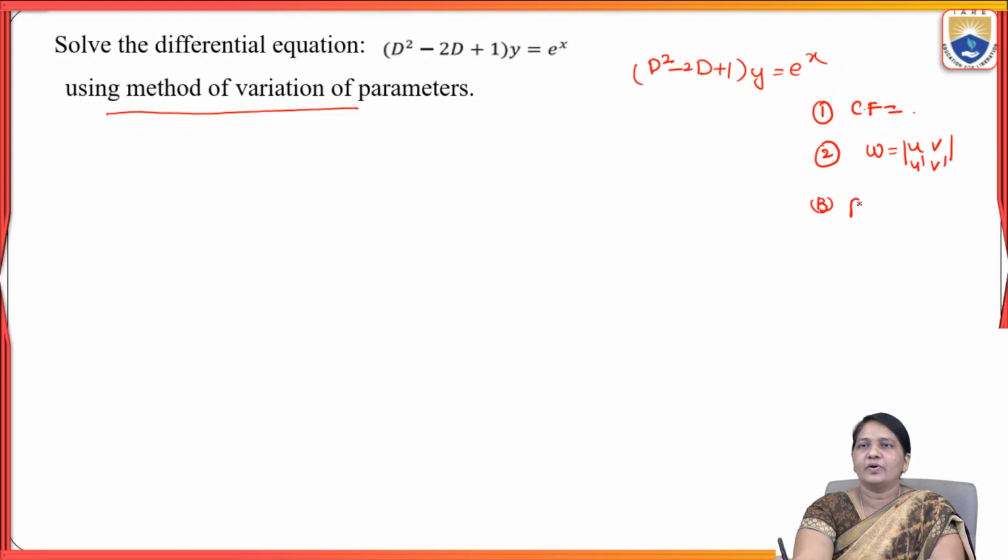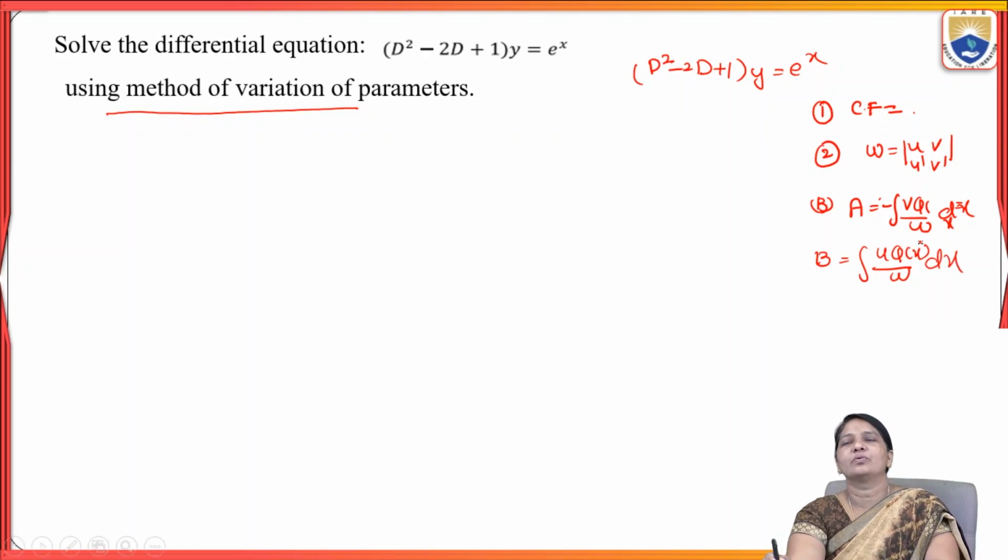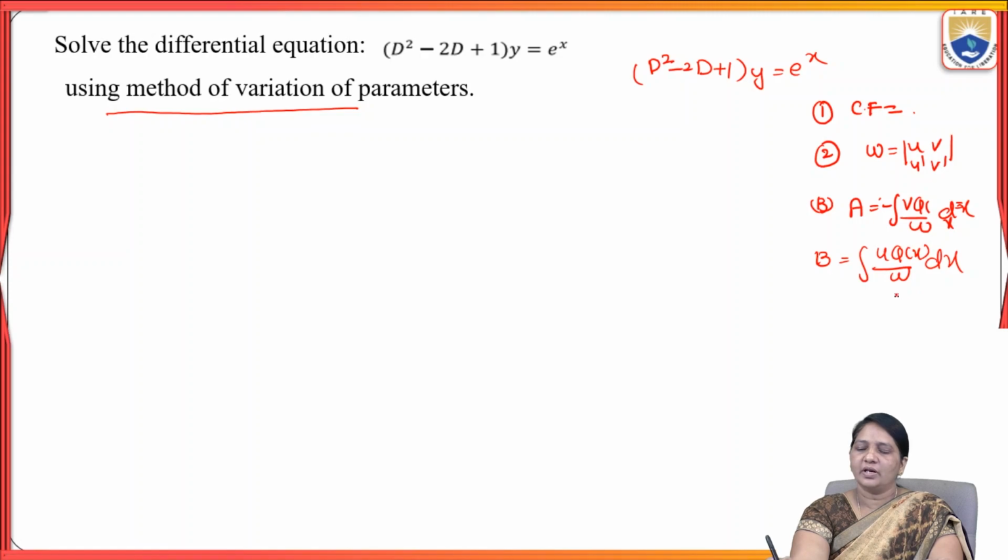After that we are going to find the a value and b value by using the formulas: a equals minus integral v into q of x by w into dx, and b equals integral u into q of x by w into dx. So now these two values we are going to find. After finding the a and b values, we can write the particular integral based on the complementary function. These are the four steps we are going to follow here.